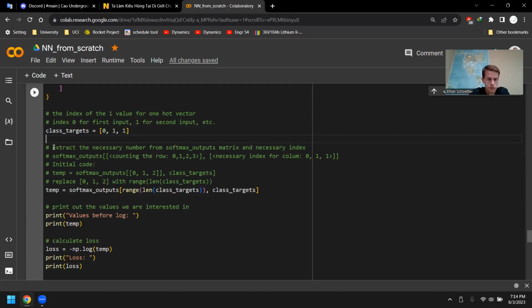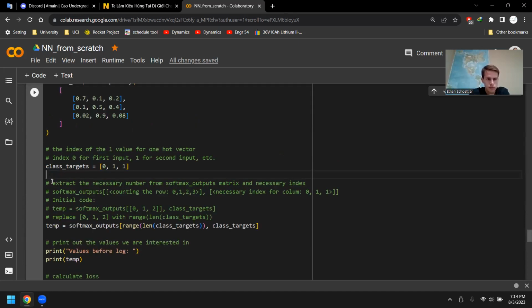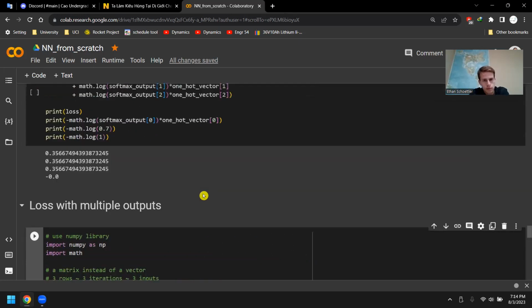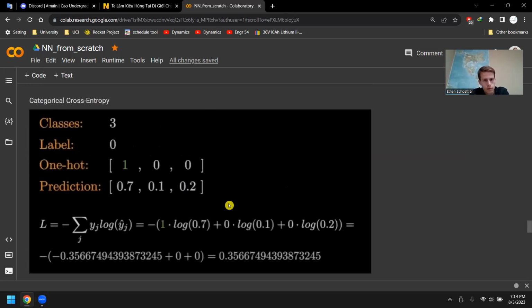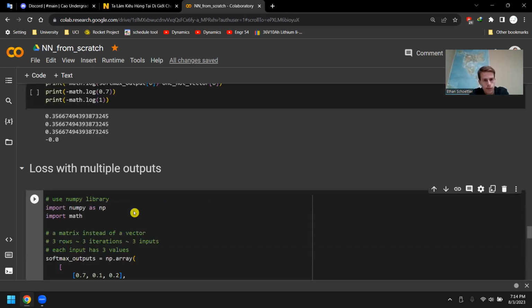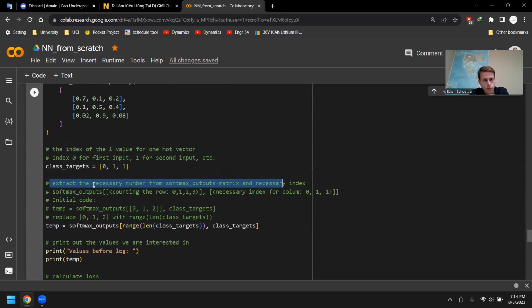And then from this, I want to extract the necessary number from the softmax matrix. And the thing is, if you look at the log function, a lot of them is 0, they cancel out anyways. So the only value that you're interested in is the value that matches with the number 1 in the one-hot vector. And that's why we have this. We only extract out the necessary number, the number that we're interested in.